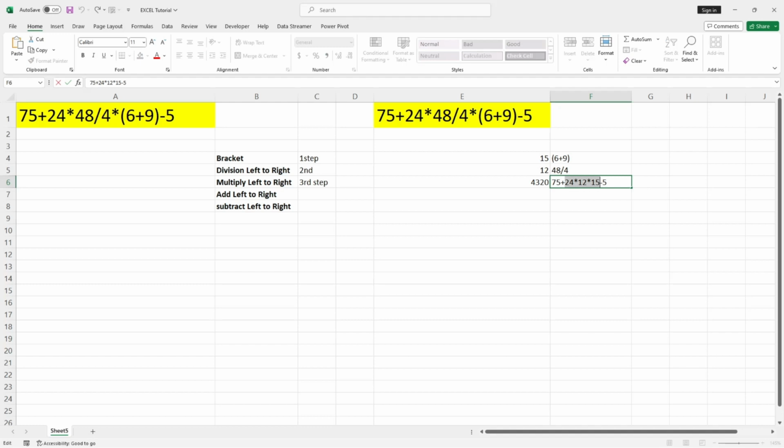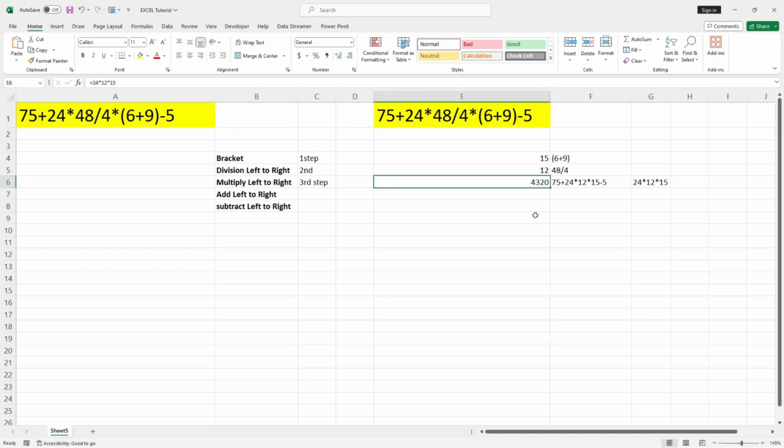Let me explain once again. It will calculate these numbers in the third step, because this will be the multiplication. After removing the bracket and after dividing, it will take the data which is left out for multiplying. So 24 into 12 into 15, you get the total as 4320.